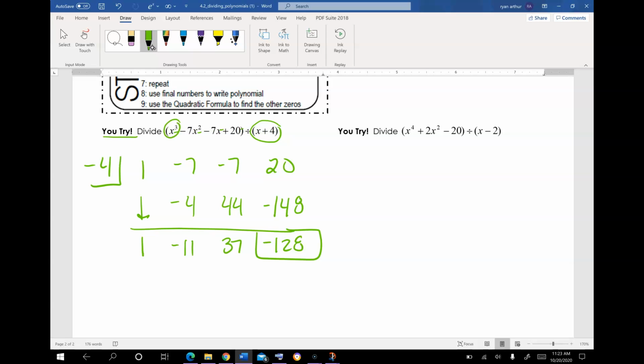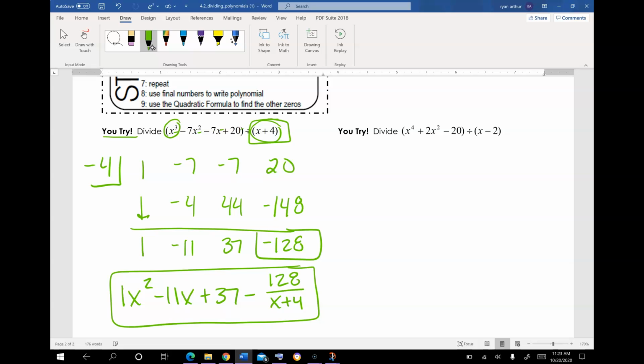So I started with a cubed. I'm going to end with an x squared. So this is going to be 1x squared minus 11x plus 37. Now, my remainder is negative, so I put a subtraction. You always put your remainder over your divisor, and that is what you divided by. So my remainder would be 128 over x plus 4. And that would be your answer.